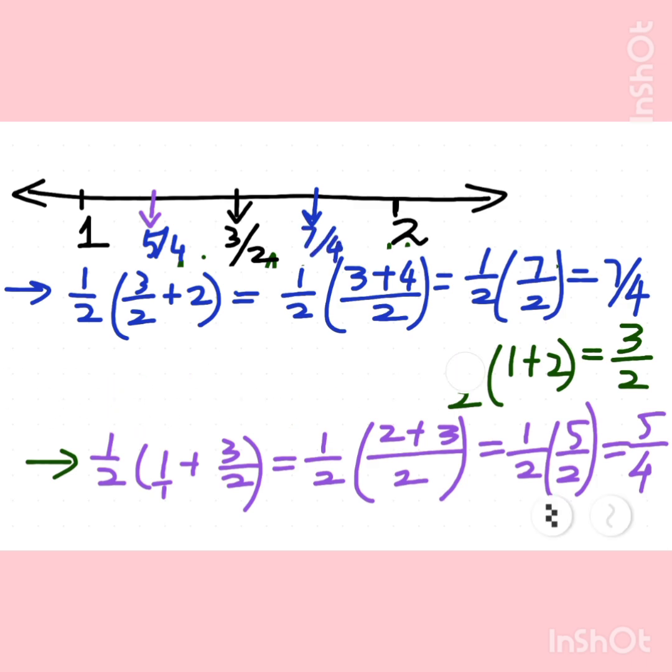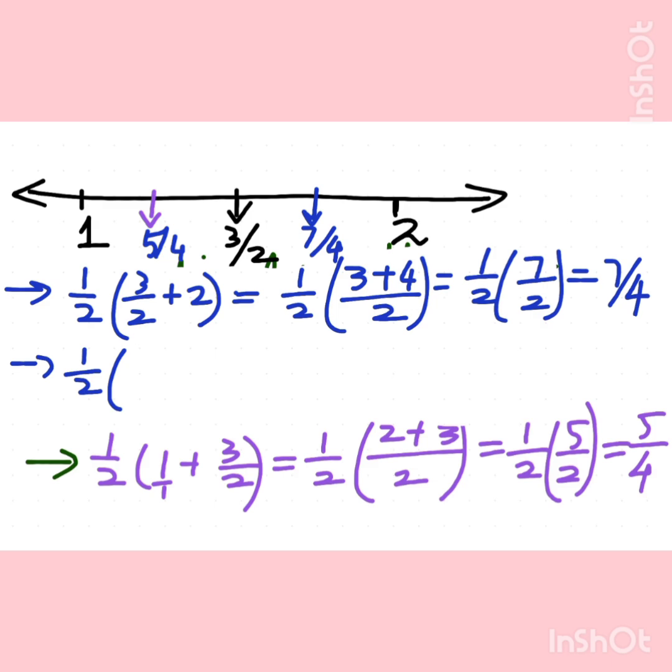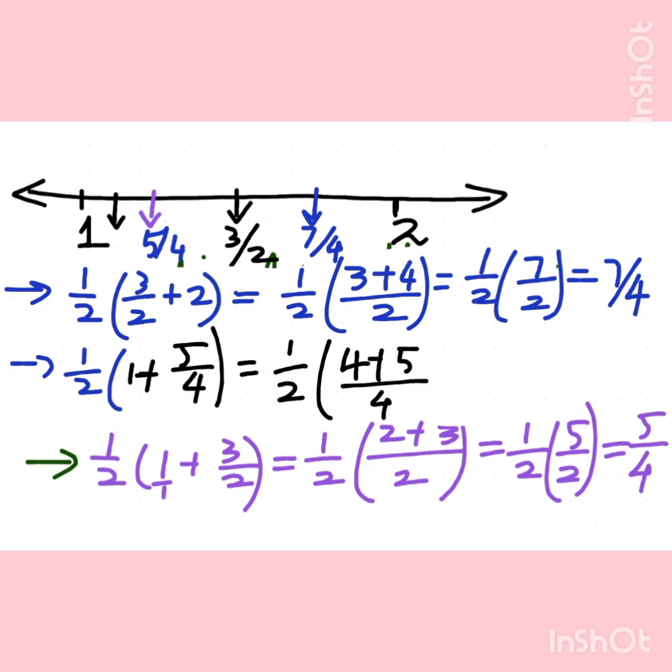Okay. So now we have got 3 rational numbers in between 1 and 2. So next I am going to find out between the 2 rational numbers that we already got, which is 1 and 5 by 4. 1 plus 5 by 4 is equal to 1 upon 2 times 4 plus 5, because we take the LCM, which is 4. So 4 plus 5 upon 4 divided by 2 is equal to 1 upon 2 times 9 by 4, which is equal to 9 upon 8.